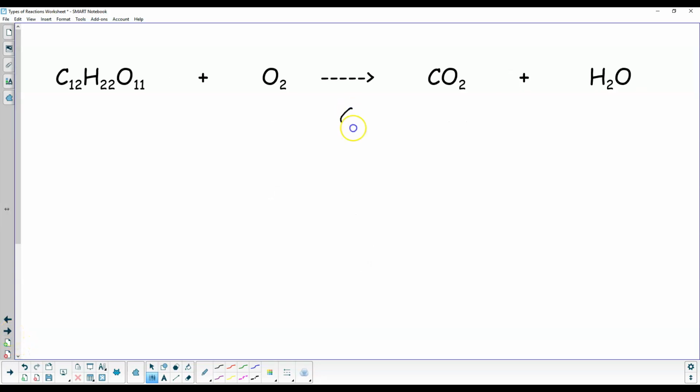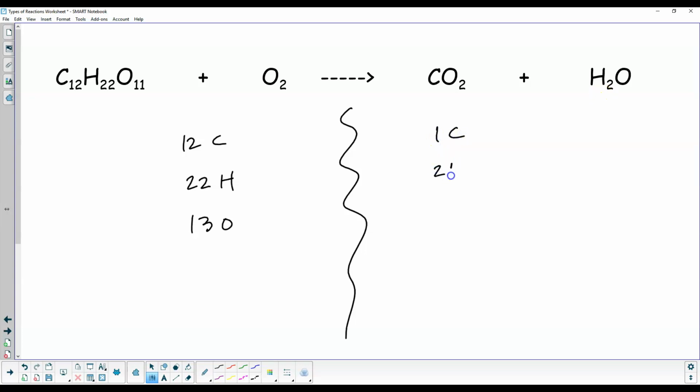All right, let's take a look at this one. Okay, this is, let's see, 12 carbons. Hydrogens, I have 22. Oxygens, I have 11 and 2, which is 13. Product side, 1 carbon, 2 hydrogens. Oxygens, I have a total of 3. Okay, I'd probably start by putting a 12 here. Carbon turns to 12. I have 24 plus 1 is 25 oxygens. Not a big deal. Hydrogen, I have 22 and 2.